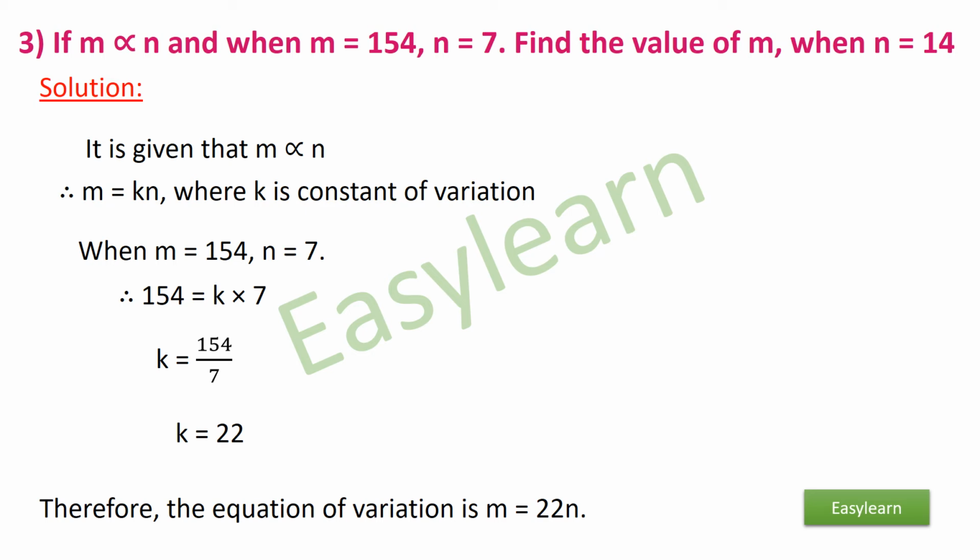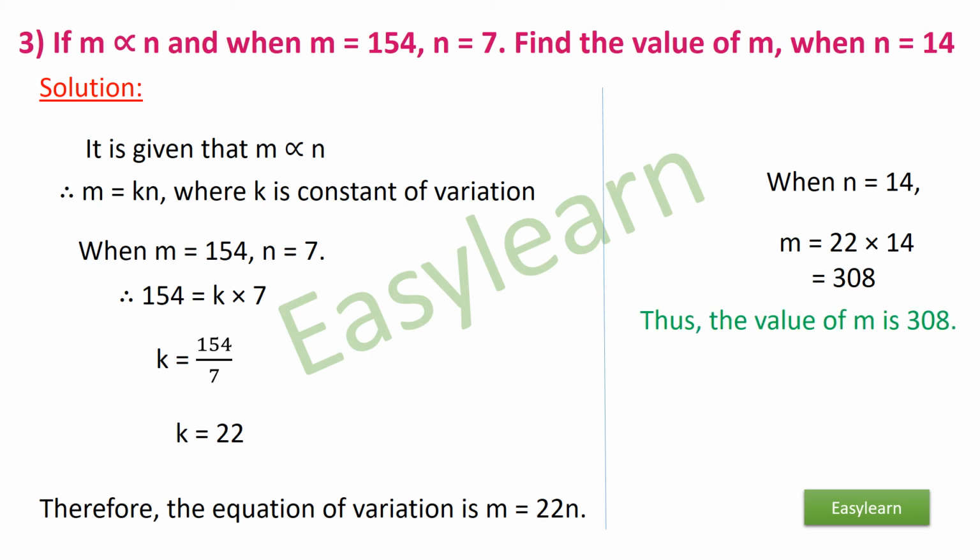Now let's see the next part of the question. We have to find the value of m when n is given. So when n is equal to 14, write the equation of variation as m is equal to 22 into 14, which is equal to 308. Thus the value of m is 308.